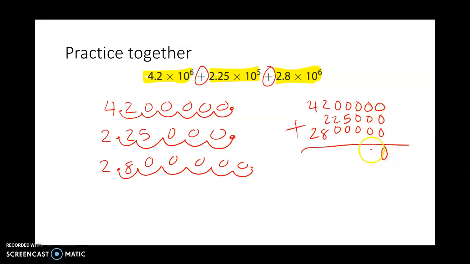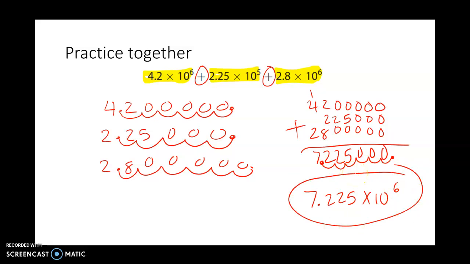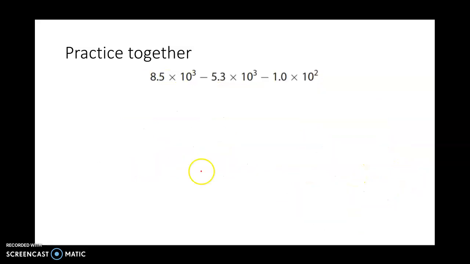So I got 0, 0, 0, 5, 2. 8 plus 2 is 10, plus another 2 is 12. 4 plus 2 is 6, plus 1 is 7. Then I have to put this back in scientific notation, decimal at the end. We move it 1, 2, 3, 4, 5, 6 times. So I have 7.225 times 10 to the 6th. Final answer. Great job.